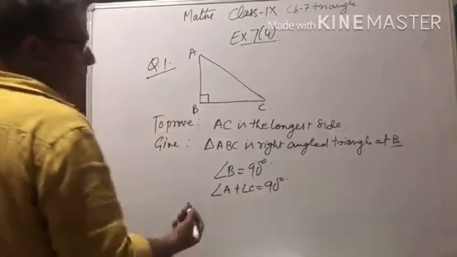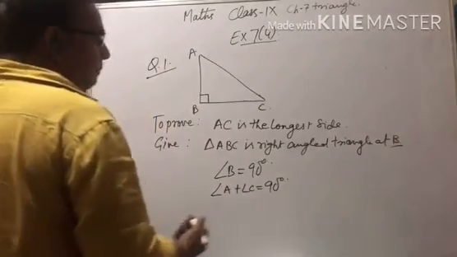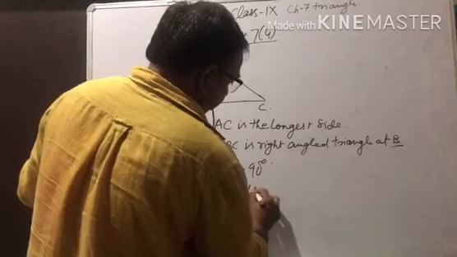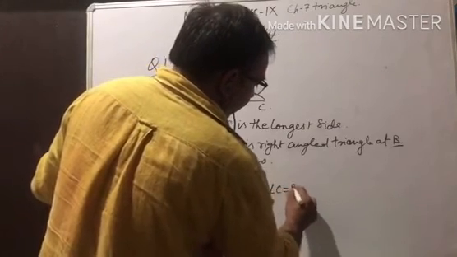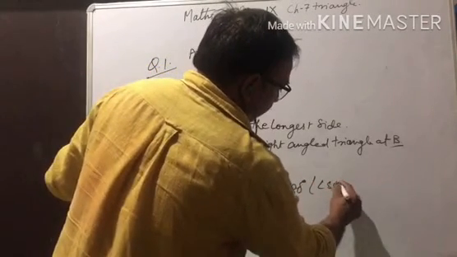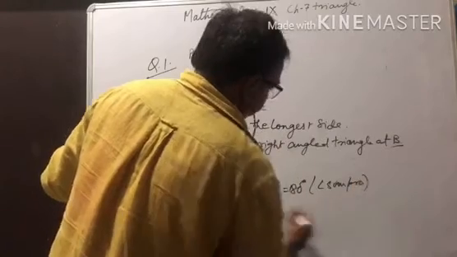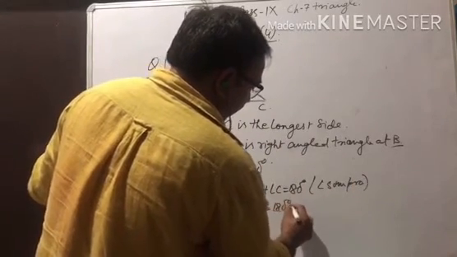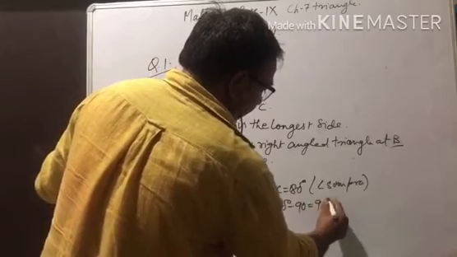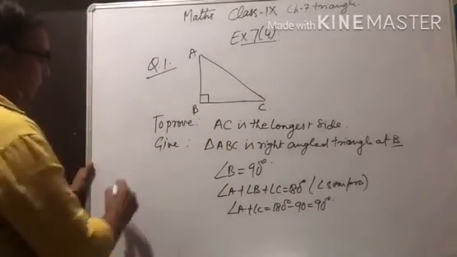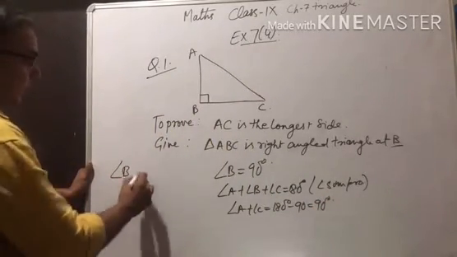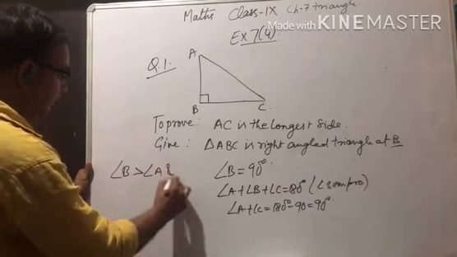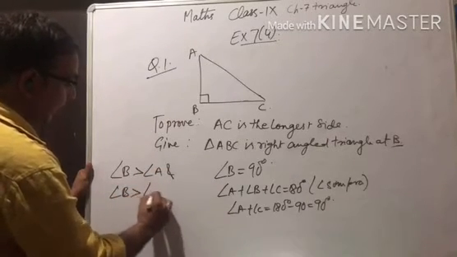Because we know that by using the angle sum property, or you can do it like this: angle A plus angle B plus angle C is equal to 180 degree, angle sum property of a triangle. So angle A plus angle C is equal to 180 degree minus 90, which is equal to 90. So angle B is greater than angle A, and angle B is greater than angle C.